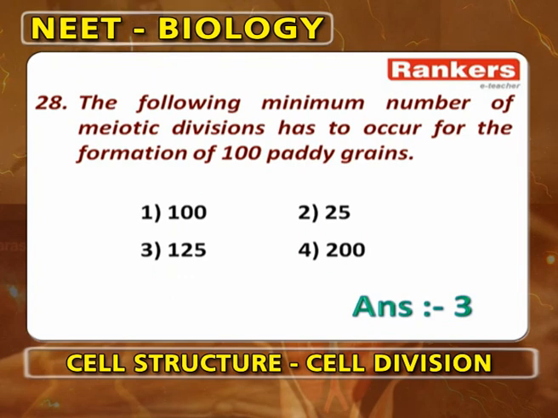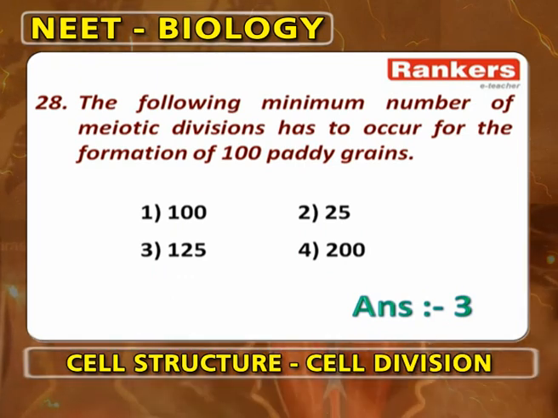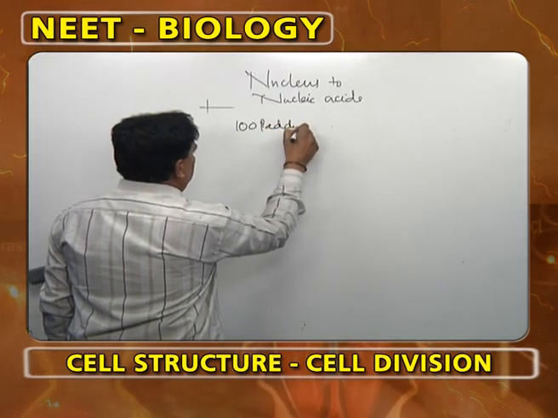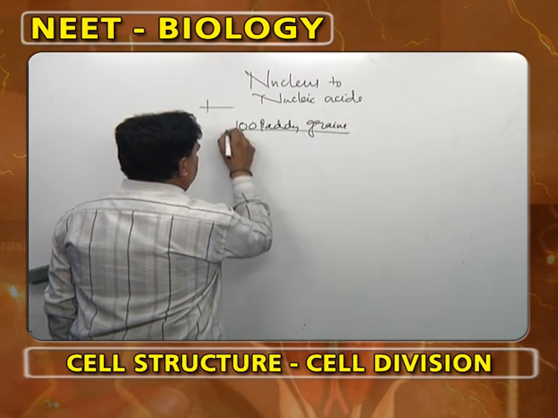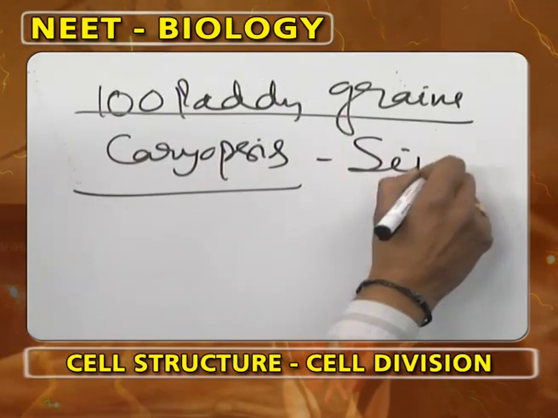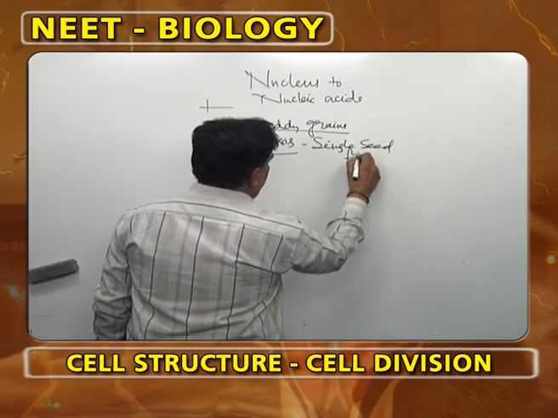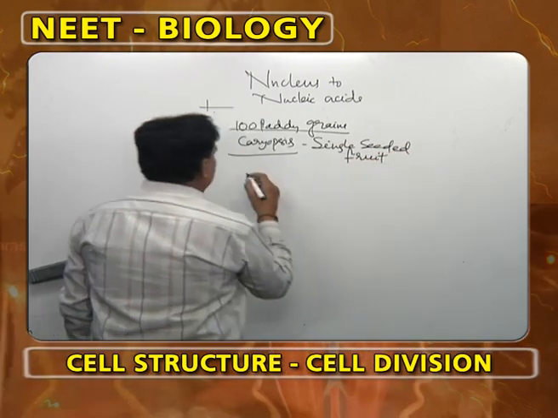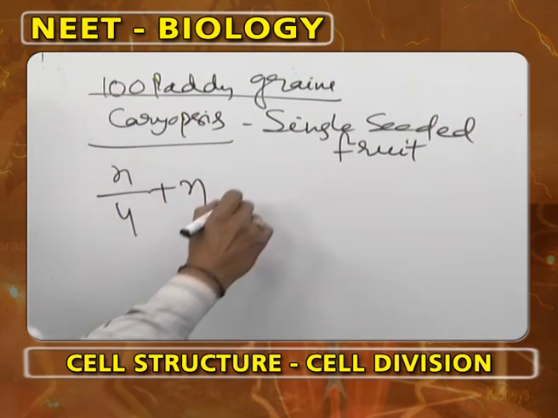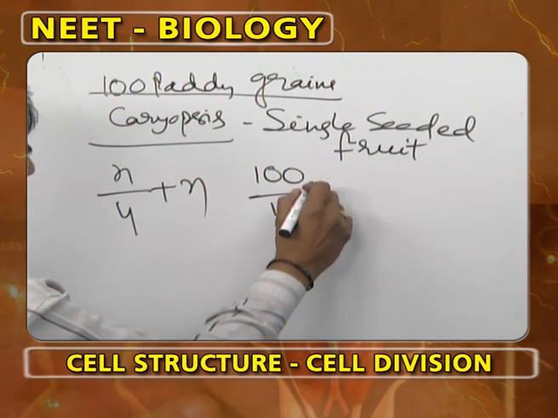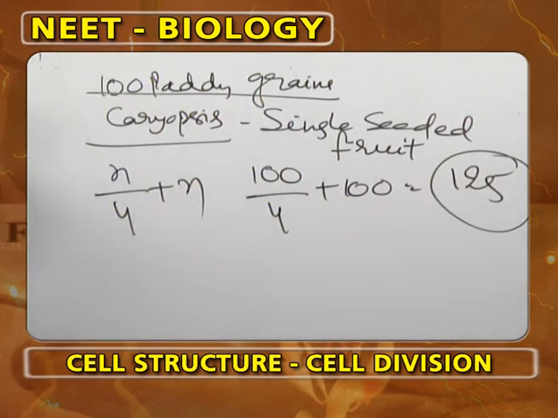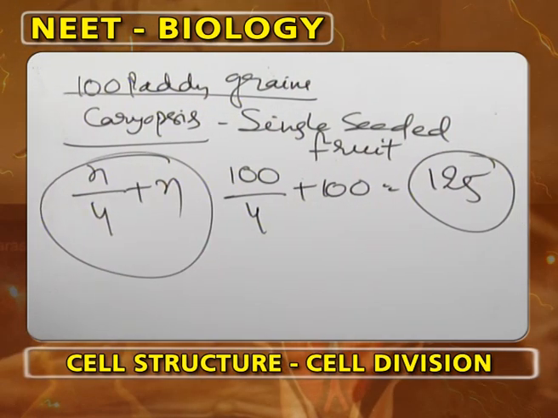The following: minimum number of meiotic divisions that have to occur for the formation of 100 paddy grains. 100 paddy grains means paddy grain is a caryopsis, a dry indehiscent fruit. Caryopsis is a single seeded fruit. For this there is a formula, n by 4 plus n. So, for the formation of 100 seeds, 100 by 4 plus 100. So, the meiotic divisions required is 125. This formula is very important, n by 4 plus n.